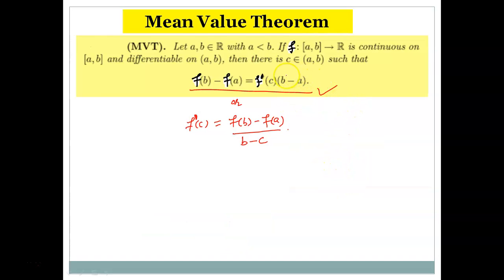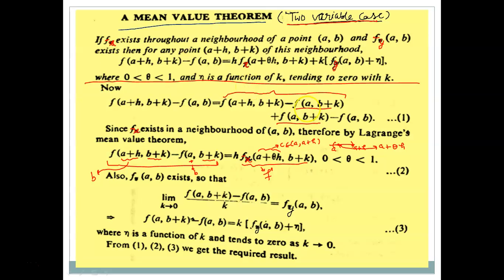So this equation 2 is completely analogous to this statement here. And this b - a means the difference of these two. As I have already mentioned, in this situation b means a+h and a means a. If you take the difference, you get h here. So this equation 2 is completely analogous to the mean value theorem of the single variable. Also, fy exists, that is given in the statement. fy exists at point (a, b). So by definition, you write like this.